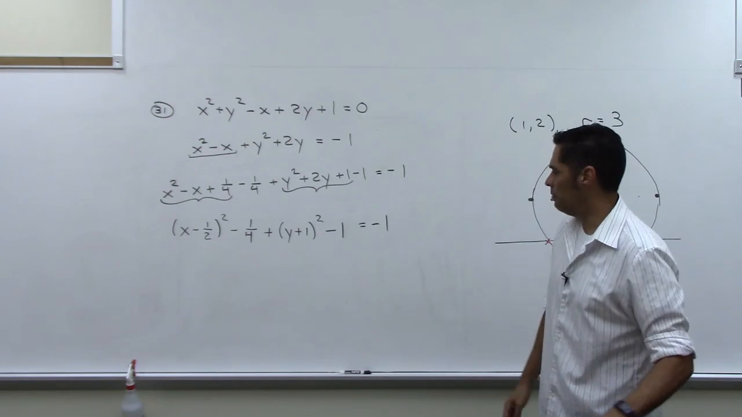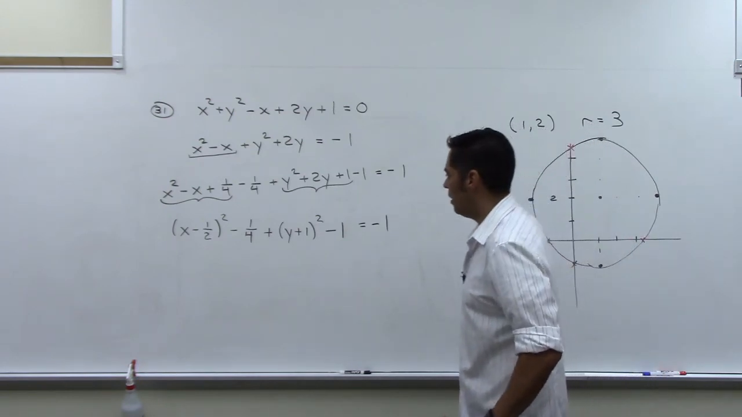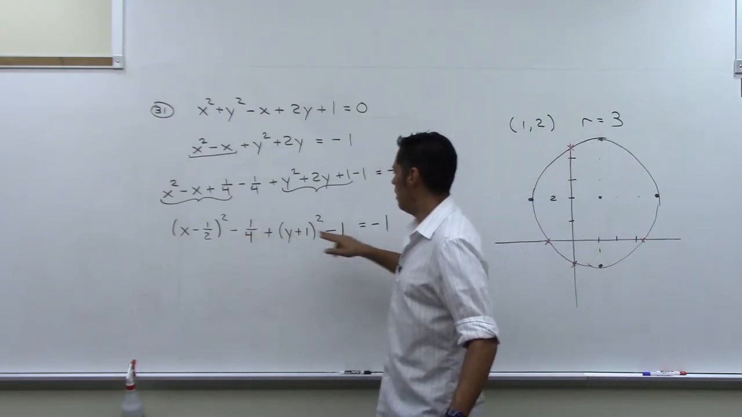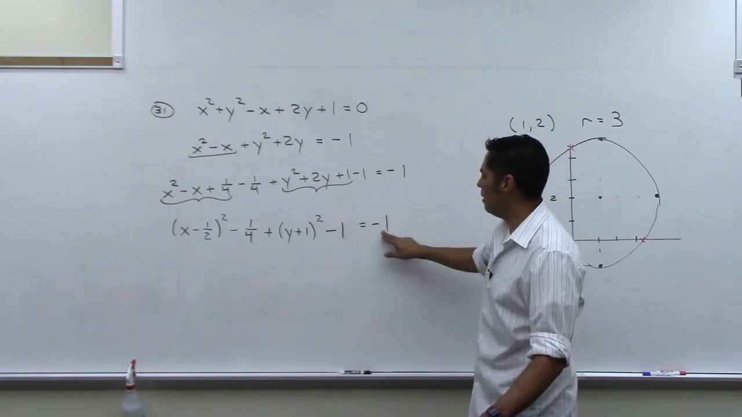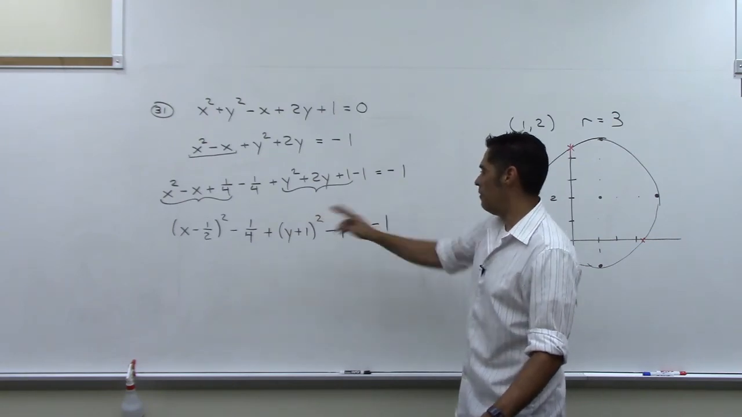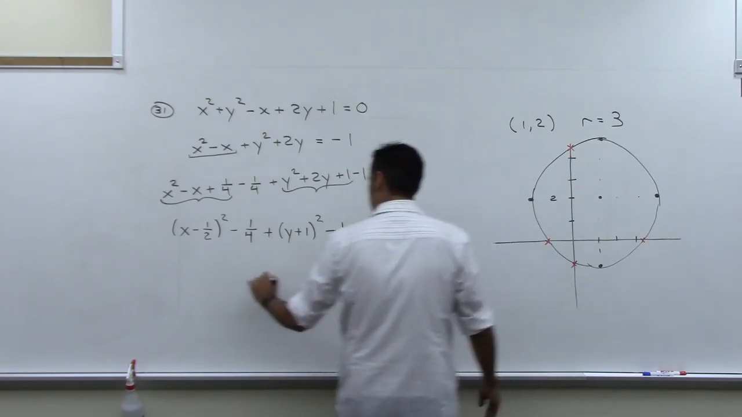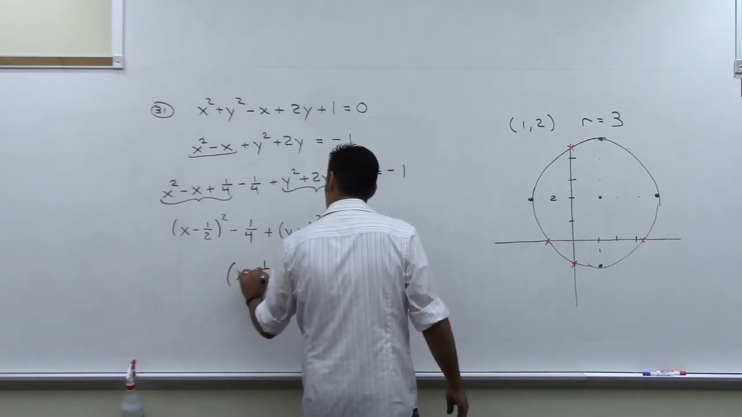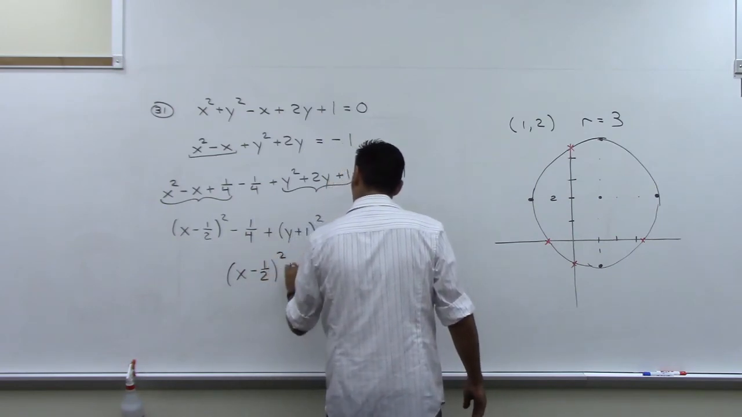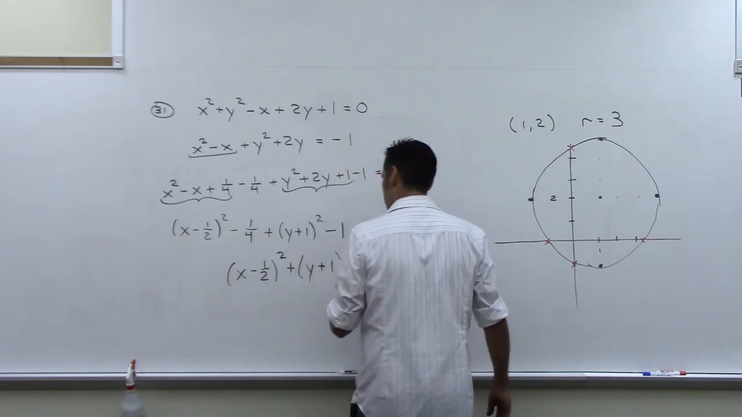Okay, good. Now let's move things around here. Add a fourth and add 1. So add 1 over here and you get 0. Add a fourth, you get 1/4. So you should have 1/4 on the right side. On the left side, x minus 1/2 squared plus y plus 1 squared.